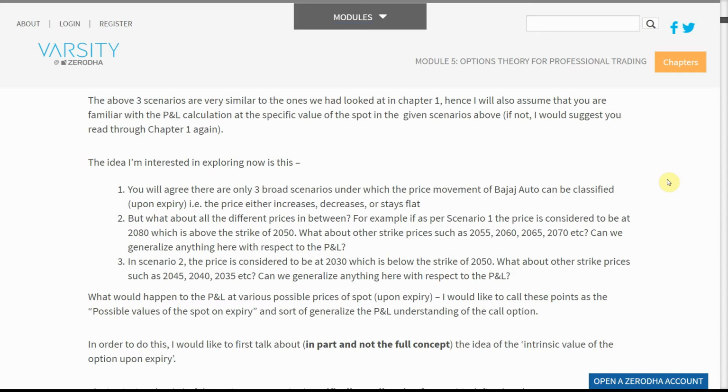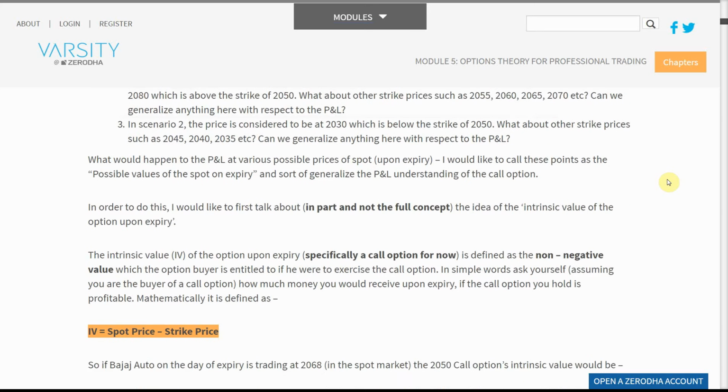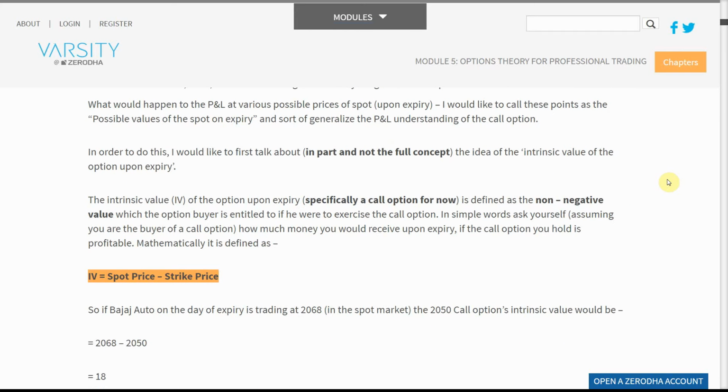I would like to call these points the possible values of the spot on expiry and sort of generalize the P&L understanding of the call option. In order to do this, I would like to first talk about, in part and not the full concept, the idea of the intrinsic value of the option upon expiry. The intrinsic value, IV, of the option upon expiry, specifically a call option for now, is defined as the non-negative value which the option buyer is entitled to if he were to exercise the call option.